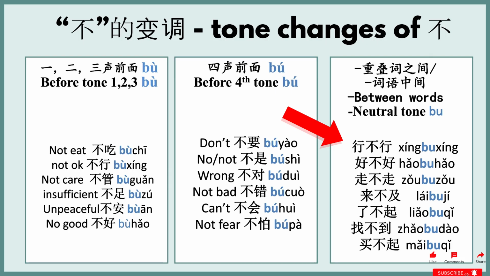行不行, okay or not, 好不好, 走不走, are we going or not, 来不及, we don't have time for something, 了不起, 找不到, can't find, 买不起, cannot afford. As you can see, between the two words it is bu with neutral tone.